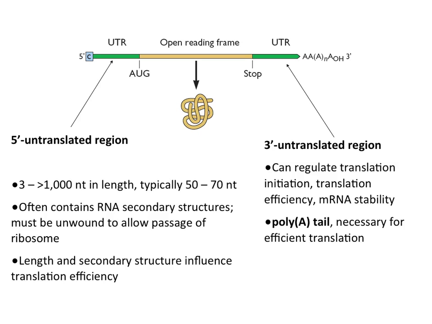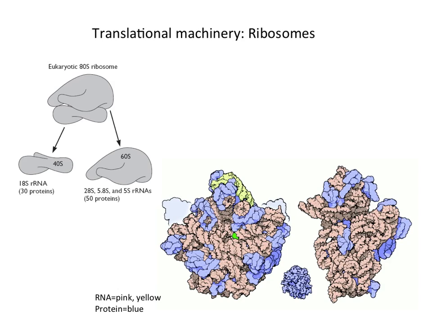The 3' end is also important for regulating translation efficiency, in particular initiation. We'll talk just briefly about that. mRNA stability determinants are also there as well. And finally, the poly A tail is also needed for efficient translation of mRNAs. The translational machinery is pretty complicated, and remember, this is something that viruses don't encode.